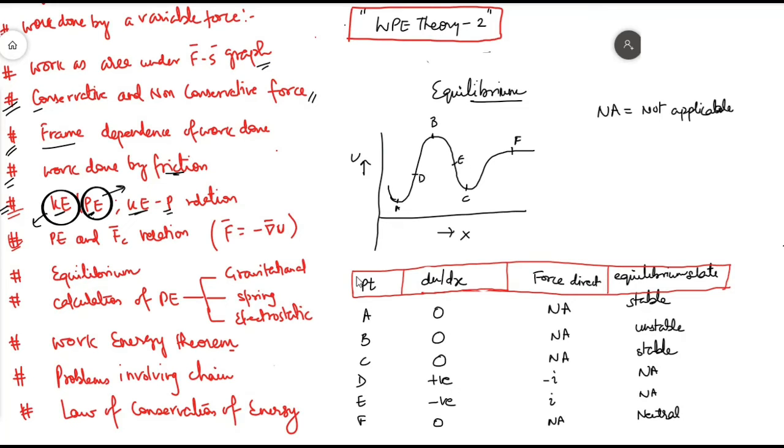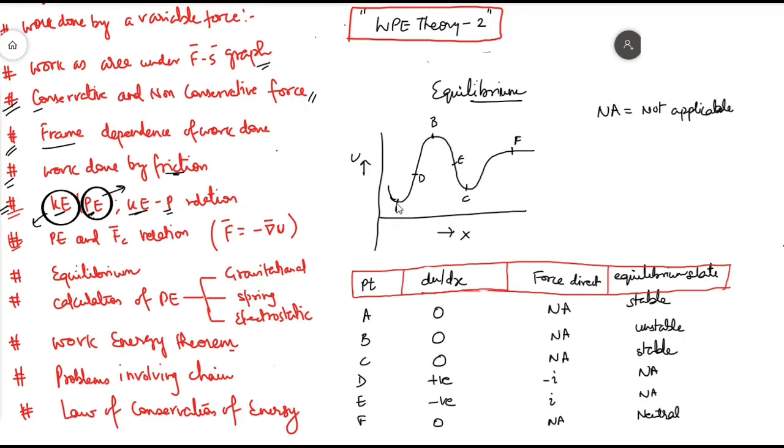So here I've made a simple table. These are my points A, B, C, D, E, F, and these are the values with the proper sign of dU by dx, the rate of change of potential energy with respect to x. And here I've written the force direction, and here's the equilibrium state. I'll explain one by one.